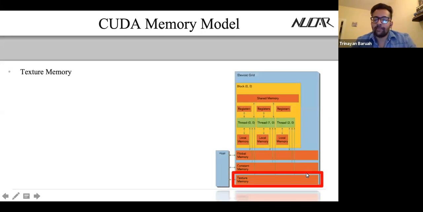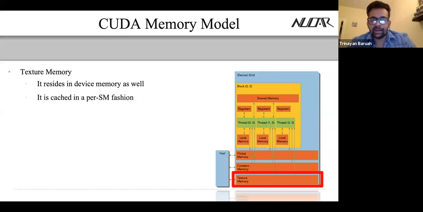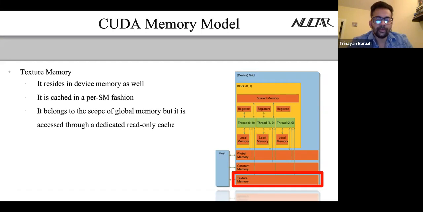And now coming to the last type of memory, right? So we have covered shared, registers, local, global, and constant. So the next type is texture memory. This also resides in the device memory, so the same GPU DRAM. And there's a special texture cache, which caches texture data in a per-SM fashion. So every SM has a texture cache. The scope of this texture memory is global. But there's a special way to access it, and that is only through a dedicated read-only cache, which is called the texture cache.